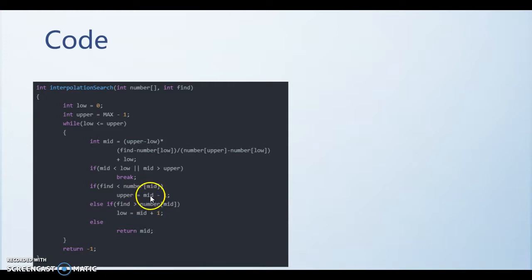The mid is not fixed. It's always -1 or +1. So the mid in this logic always changes. It changes to search from the left side or the other side. So we keep going through. Then the find equals mid, that's what we want, and we return the mid. So this is the algorithm and the code.